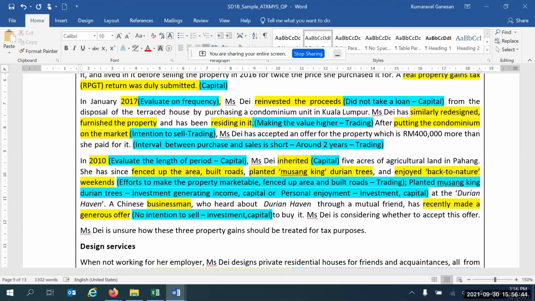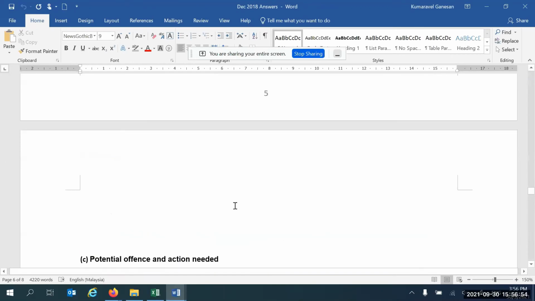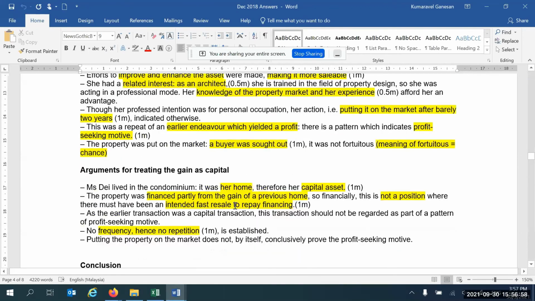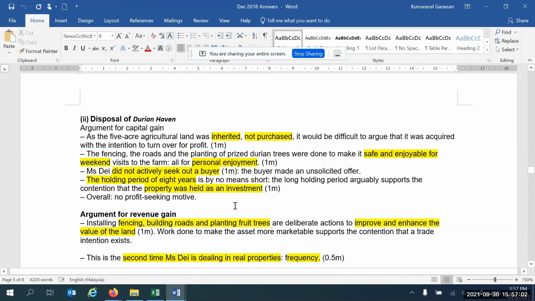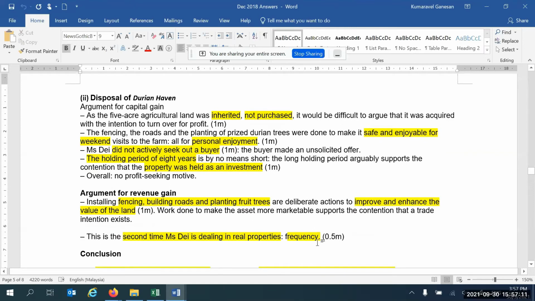So I can only find one trading point. Now mind, I can write that. See, there are only 2 points. This one, second time also they say frequent. So this type of things is beyond our control.